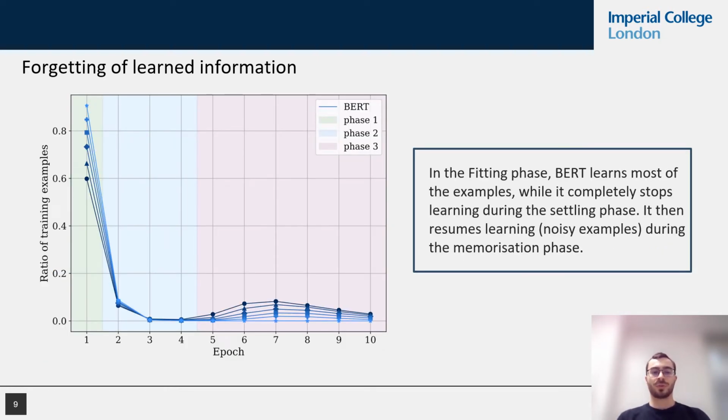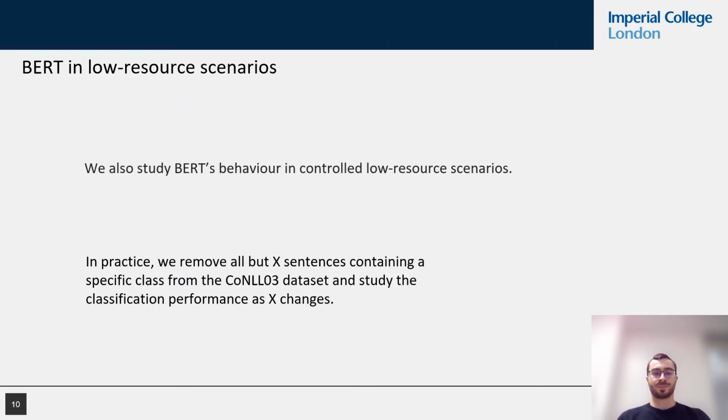Using these new tools we just introduced, we can also go back to the three phases of the learning and see how studying learning events confirms what we had mentioned earlier. Here we can see a plot of the ratio of learned events on the training set during BERT fine-tuning. We can see how in the fitting phase, BERT learns most of the examples, and then in the settling phase, it simply stops learning any new examples. As we can see in epochs 3 and 4, there are 0 examples learned. And finally, in the memorization phase, it starts memorizing the noise. The memorization here is clear by the fact that the more noise we add, the higher the lines are in the third phase. So darker colors correspond to more noise in this case.